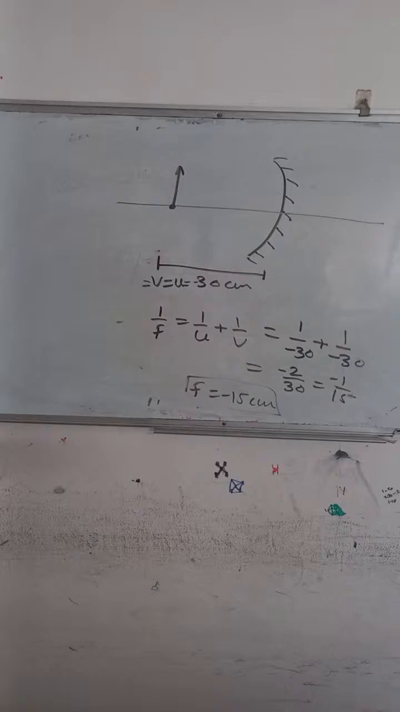Okay. So now write down next question. A spherical mirror produces an image of magnification minus 1 on the screen placed at a distance of 15 centimeter from the mirror.